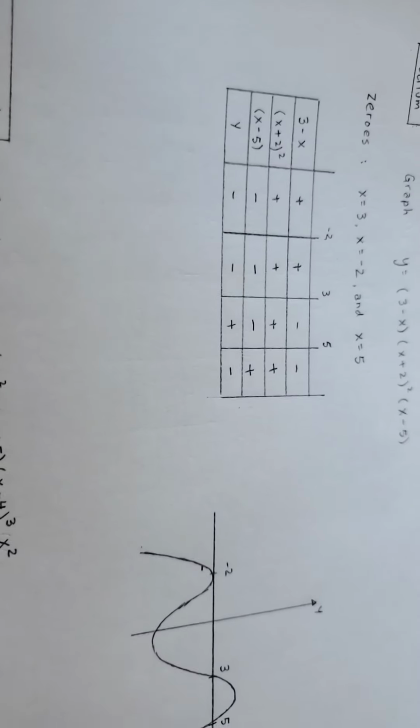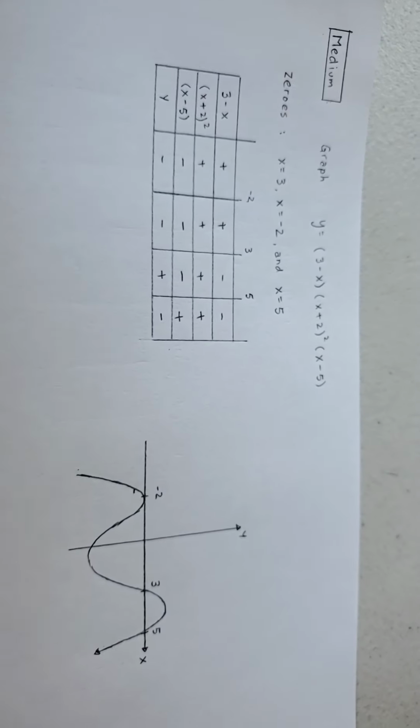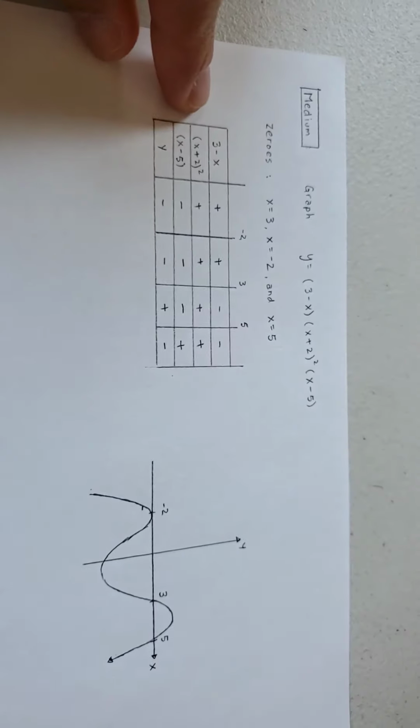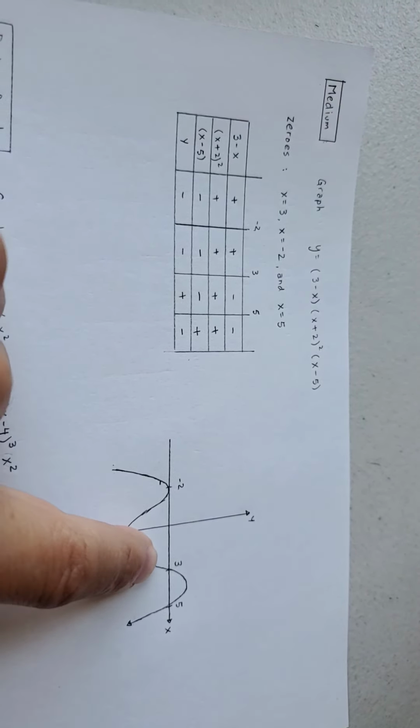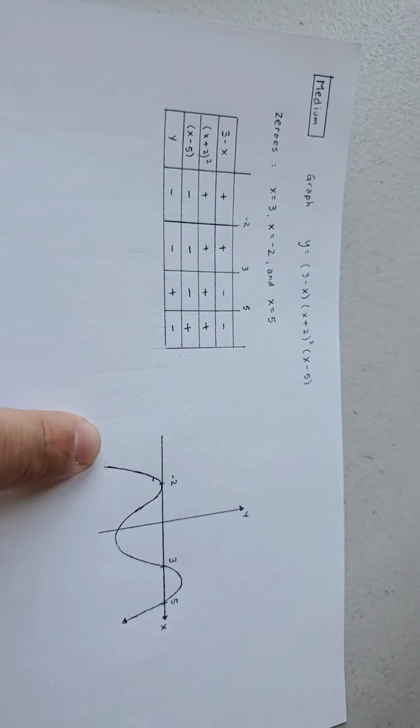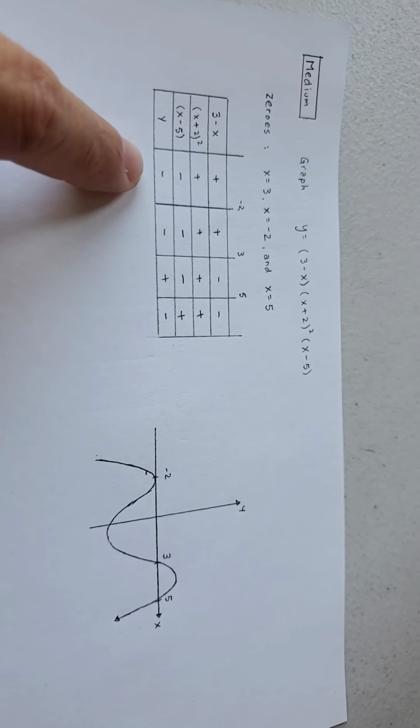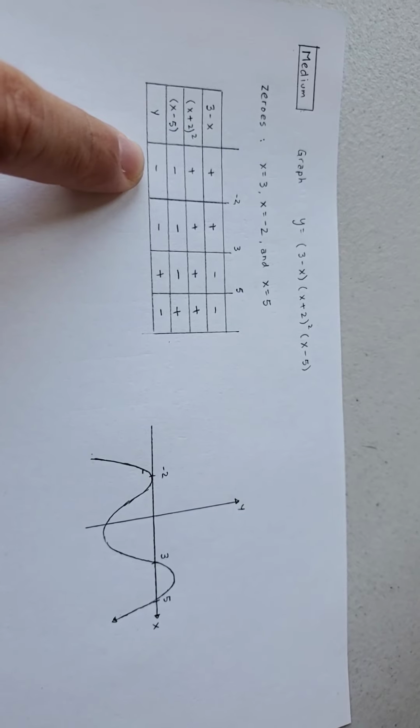Finally, we're going to go ahead and create the graph according to what we have in the chart. First, we're going to isolate the zeros. So here's -2, here's 3, and then here's 5. Then we're going to use this chart to figure out what the graph actually looks like.